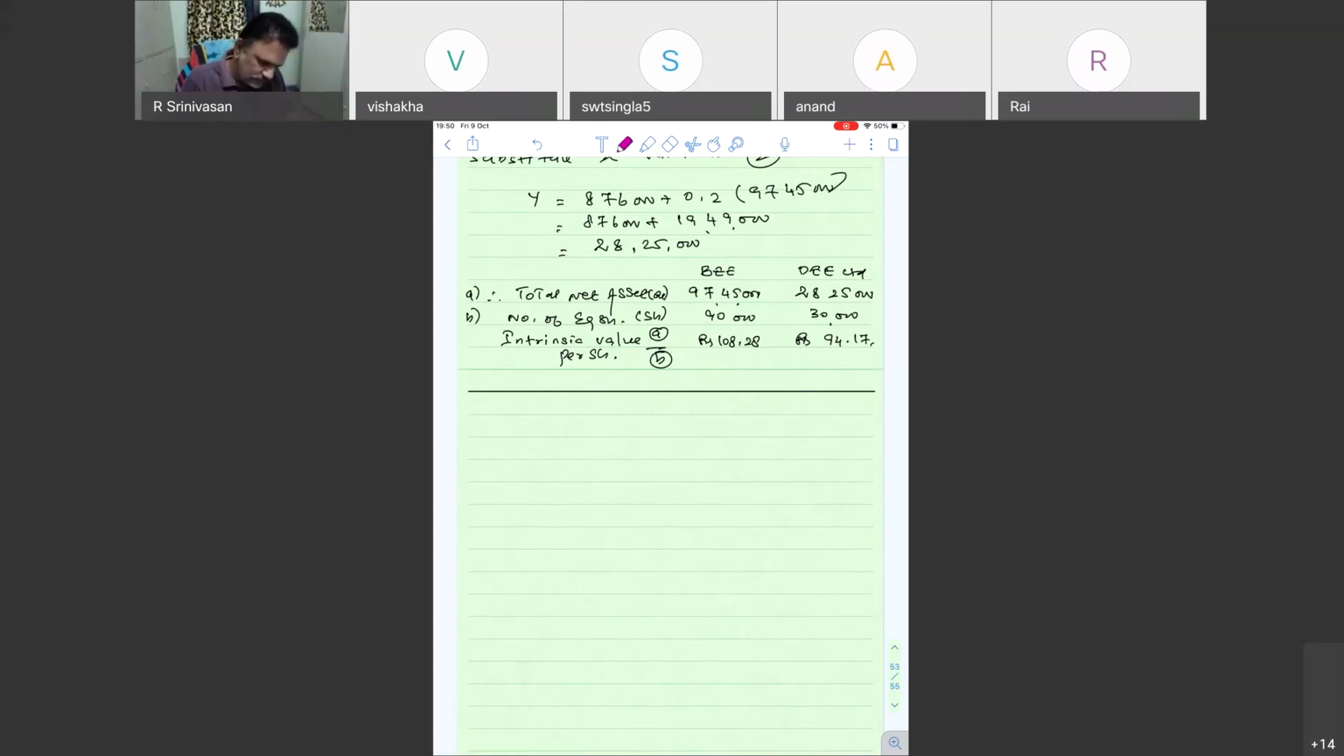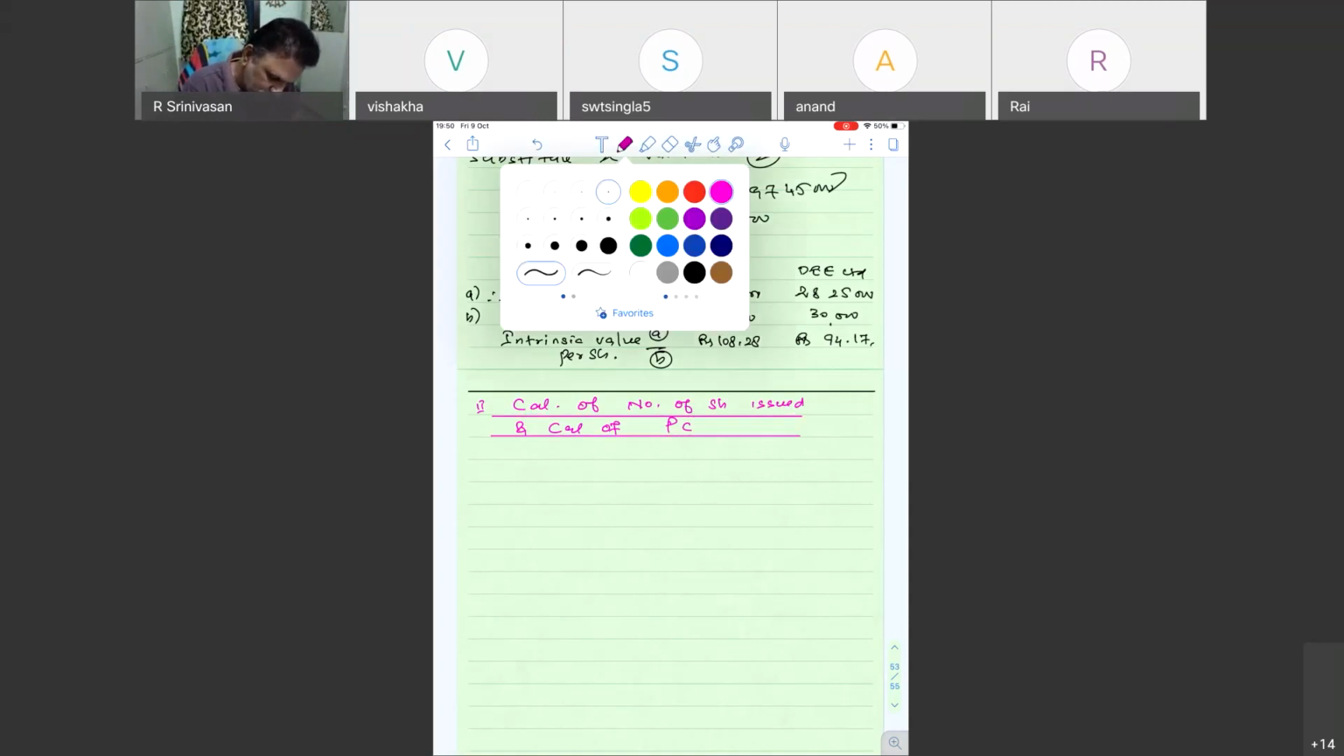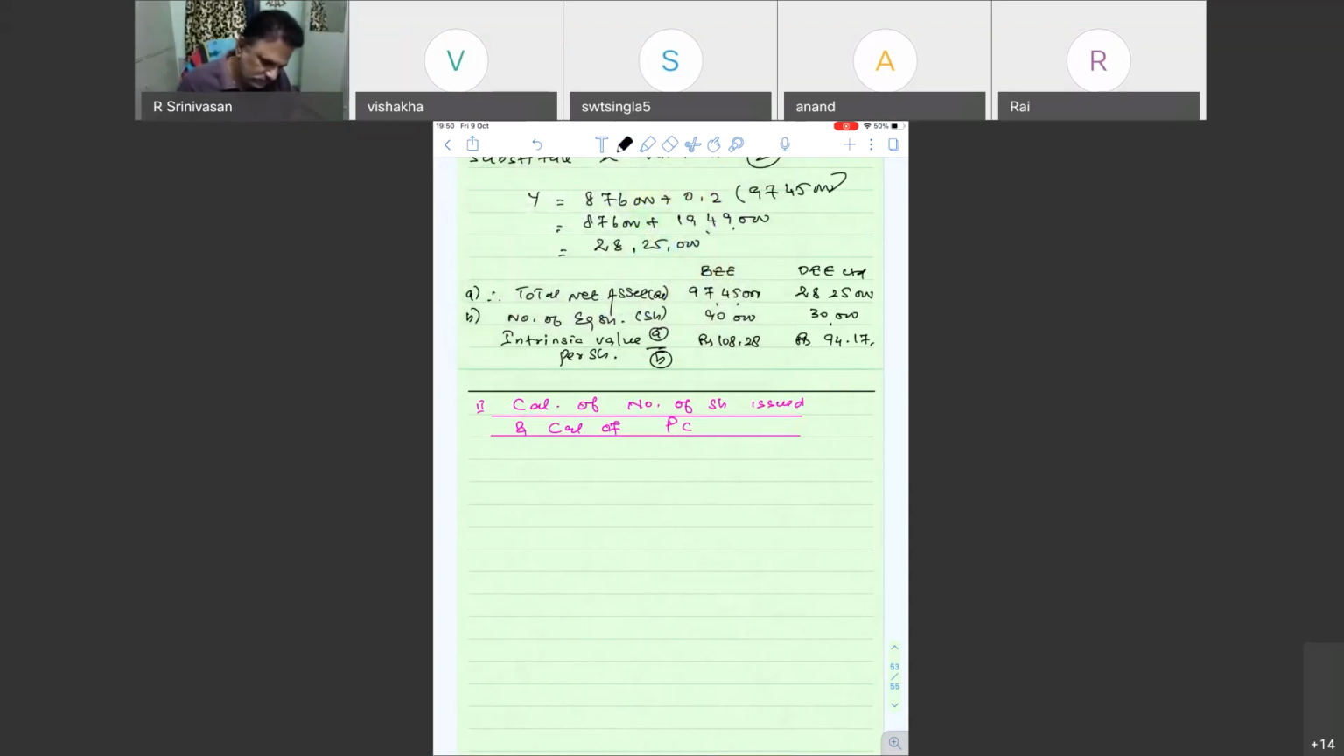Okay. So this is the second part: calculation of number of shares issued and calculation of purchase consideration. Okay, right.